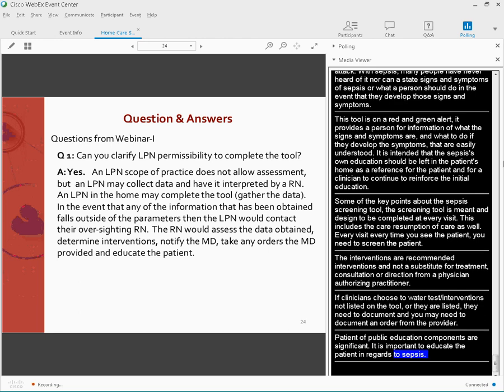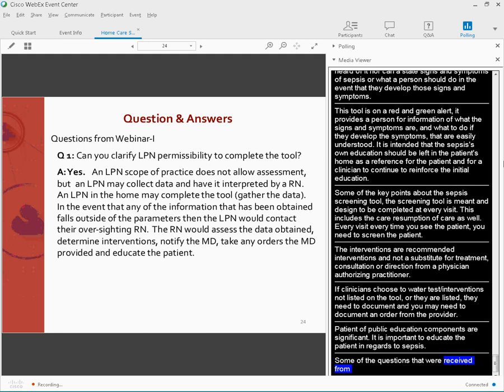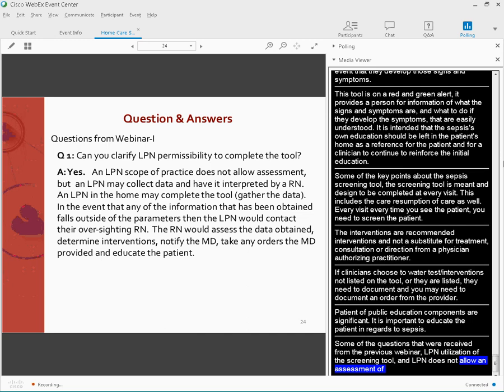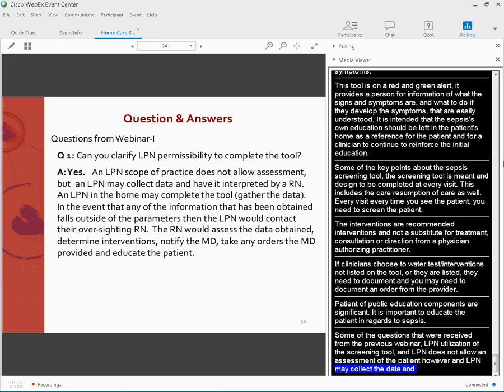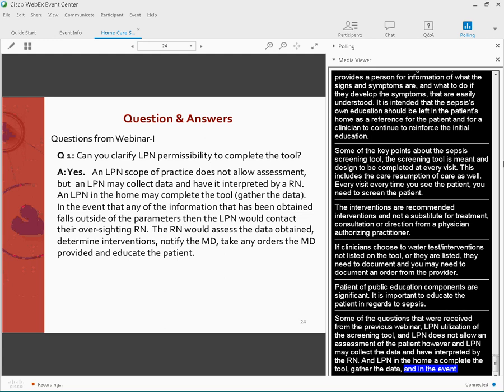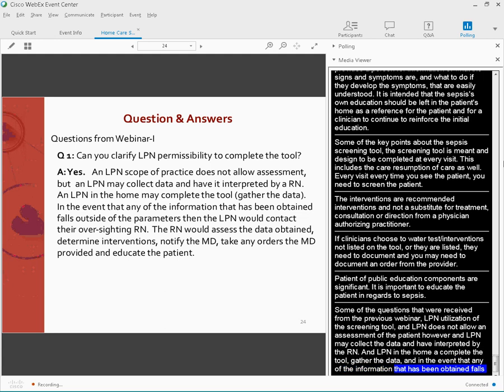Some of the questions that were received from the previous webinar one were about LPN utilization of the screen tool. An LPN scope of practice does not allow an assessment of a patient. However, an LPN may collect the data and have it interpreted by the RN, the oversighting RN. An LPN in the home may complete the tool by gathering the data, and in the event that any of the information that has been obtained falls outside the parameters, then the LPN would be contacting their oversighting RN.